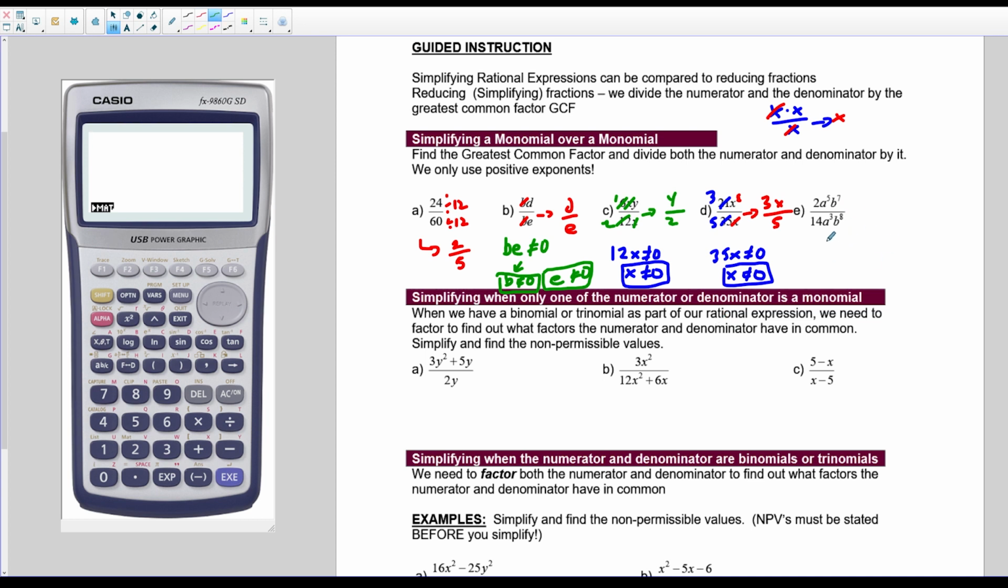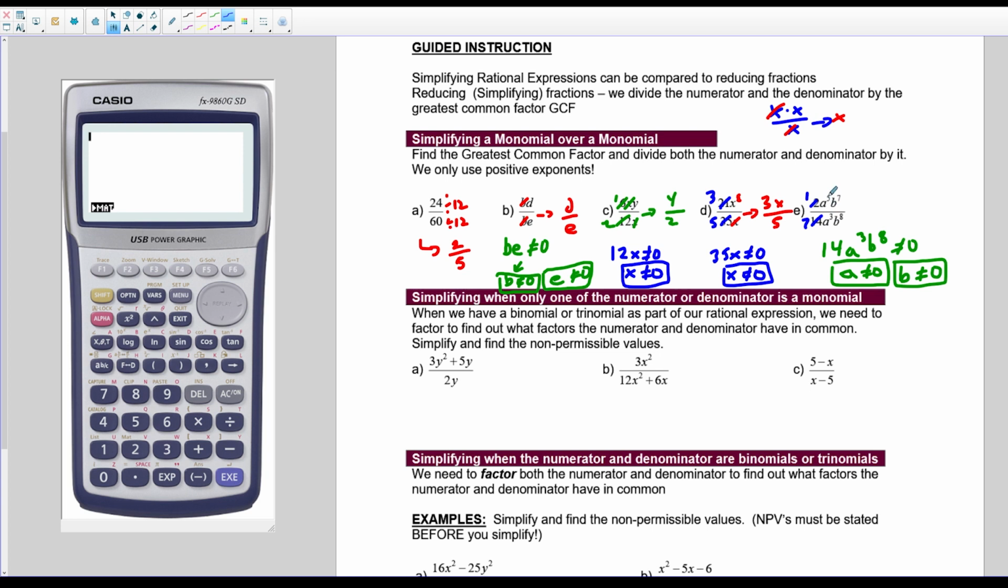For this next one, we've got a tricky looking denominator, but it's really not that bad. 14a cubed b to the power of 8 cannot equal to 0. The only way that this whole left side is going to equal to 0 is if a is equal to 0, so a cannot equal to 0, and b cannot equal to 0. Those are going to be the two NPVs in this case. So in terms of our expression, I can divide both the top and the bottom by 2. That leaves me with 1 over 7.